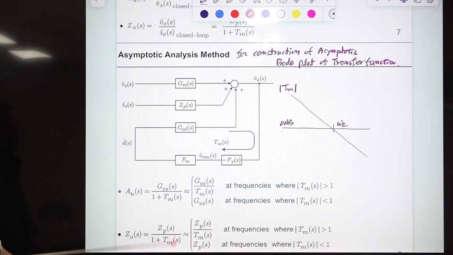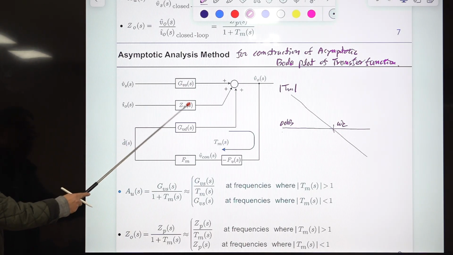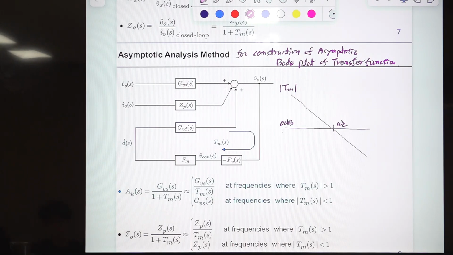Okay. Suppose this is our block diagram of our current mode controlled converter. So you have the block diagram and the loop gain expression.